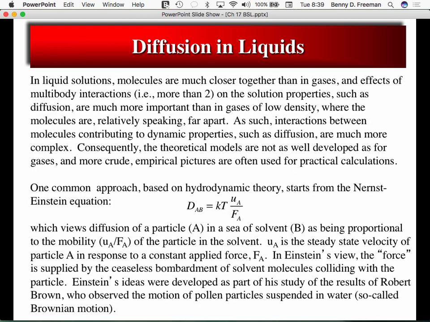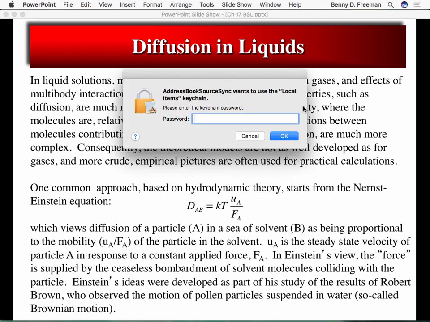Now, we'll say a lot less about liquids simply because there's a lot less known about how to predict diffusion in liquids. The reason that the previous simple models work in gases is because the gas molecules are far apart and have relatively rare interactions with one another. These long-range interactions, although important, are not dominant, and so simple models can capture most of the physical behavior.